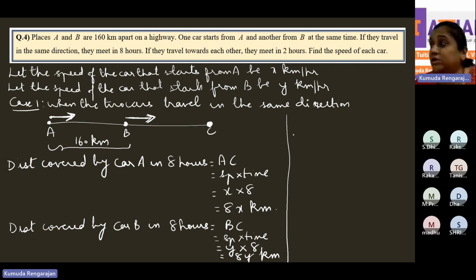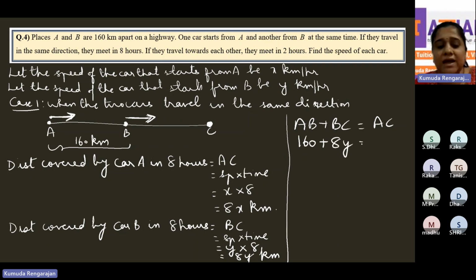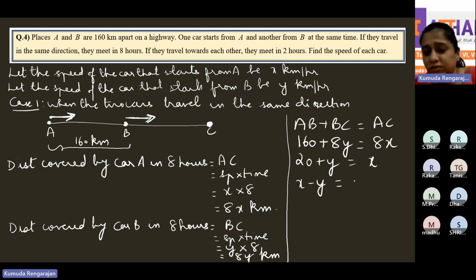Use the line segment to construct the equation. From the line segment, it is clear that AB plus BC is equal to AC. Look at the line segment. So how much is AB? 160 kilometers, plus BC, which is 8y, and AC is 8x. Dividing by 8 throughout, you will get 20 plus y is equal to x. And the equation is x minus y is equal to 20. That is the first equation.